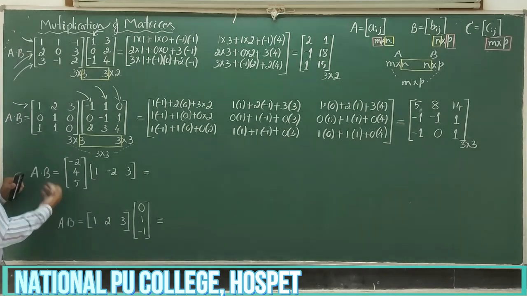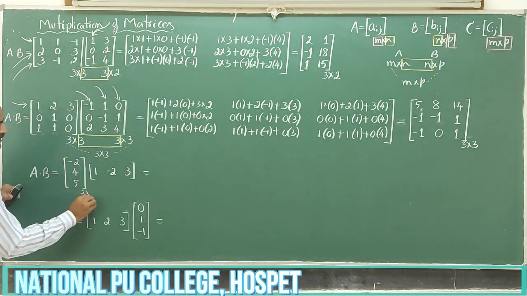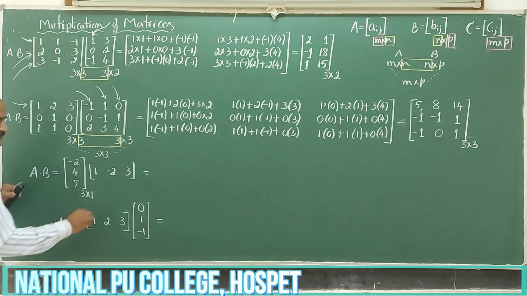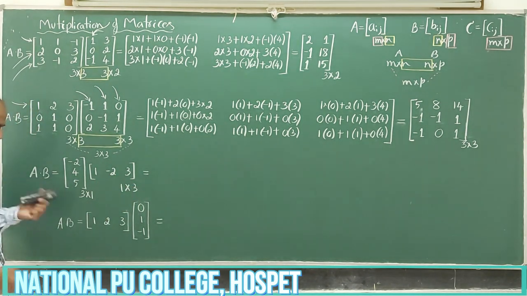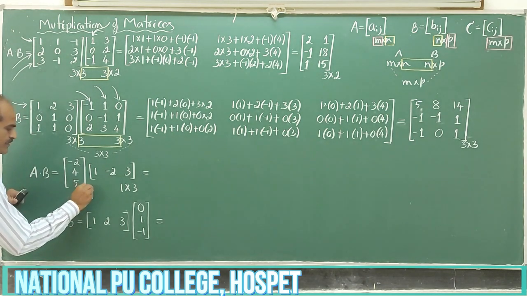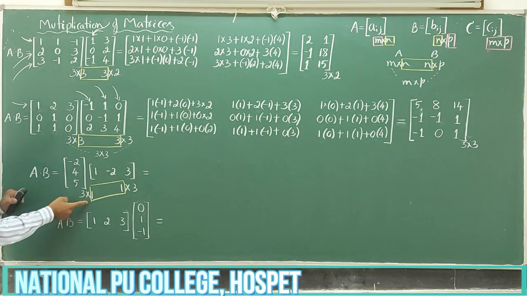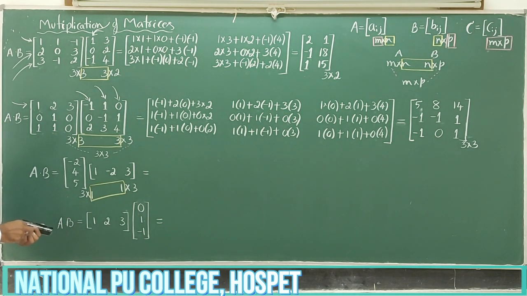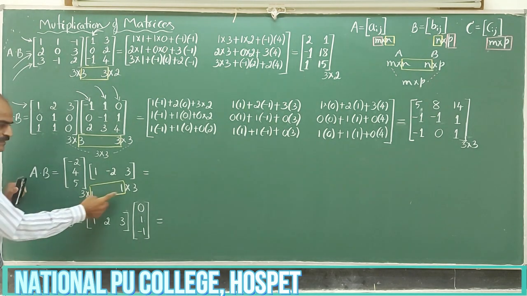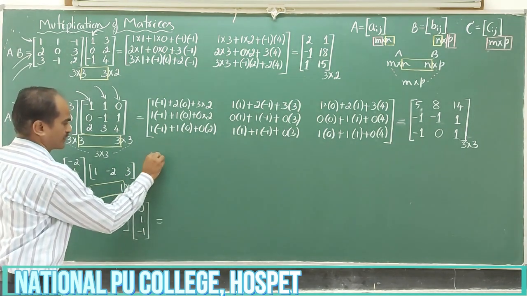Now let us take this. What is the order of the first matrix? 3 by 1. Order of the second matrix: only one row. How many columns? 3. Now here, the number of columns of the first matrix, that is 1, is the same as the number of rows of the second matrix. What is the resulting matrix now? A 3 by 3 matrix you are going to get. Let us see how to do it.